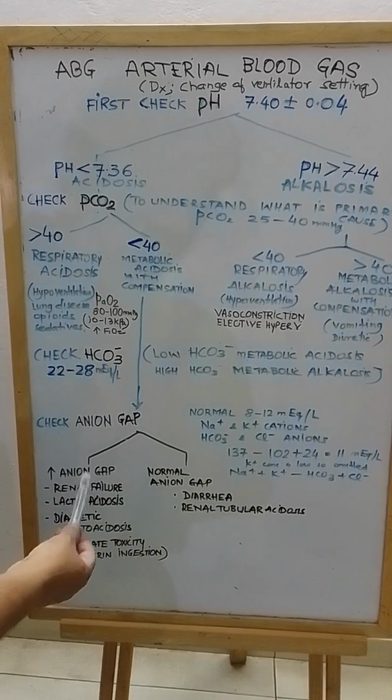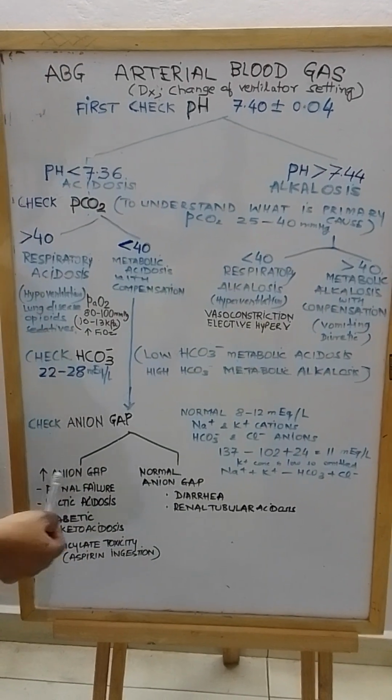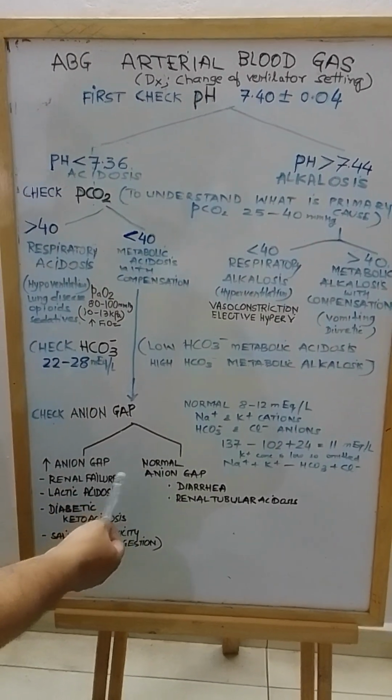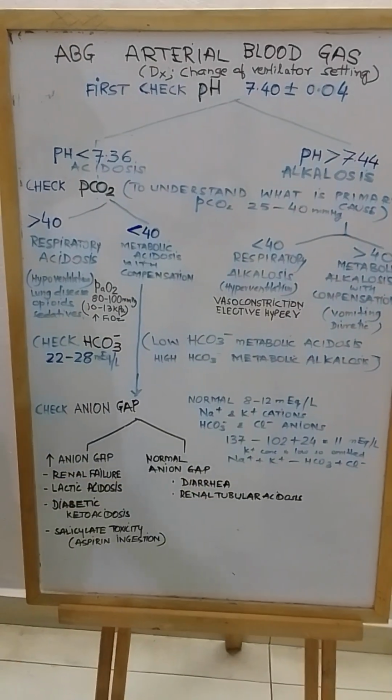And in renal failure, lactic acidosis, diabetic acidosis, there is a very high anion gap, but a normal anion gap is seen in diarrhea and renal tubular acidosis.